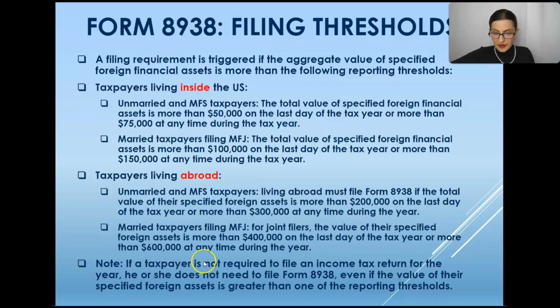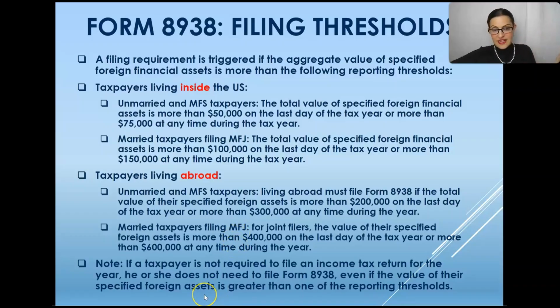Note, if a taxpayer is not required to file an income tax return for the year, he or she does not need to file Form 8938, even if the value of their specified foreign assets is greater than one of the reporting thresholds. This would be really unusual for this to happen, but let's say I live overseas, okay, and I won the lottery a couple years back, and I just have $600,000 sitting in a bank account, but it's not earning any interest. I don't have a job. I have no revenues coming in whatsoever from anywhere. Then I wouldn't be required to file a tax return if I had no income, zero.